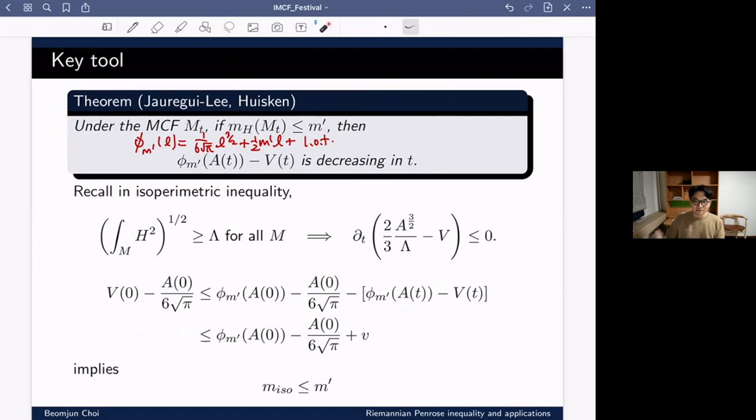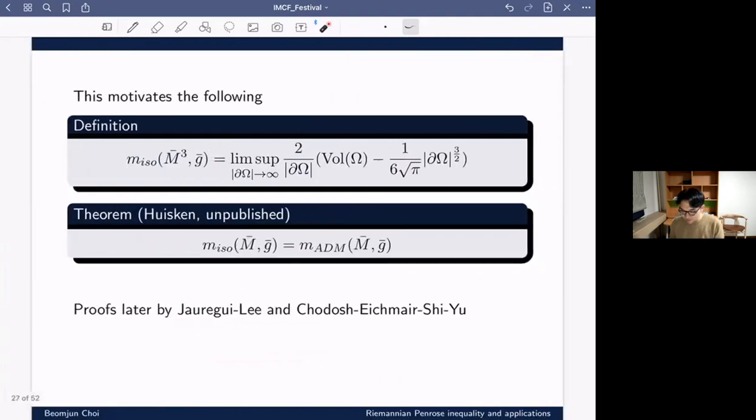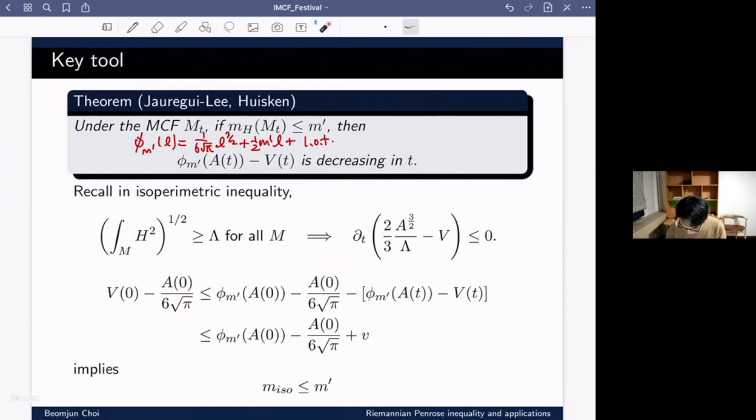And after a very long time, I can assume that my V is smaller than some finite number, small v. We conclude this, and in order to derive m_iso, if you remember the definition, I should divide by the area. So you divide both sides by the area. Then this small v over A vanishes because I assume v is finite. So this proves one side, m_iso less than m', and the other side is easier, so I will not talk about this.